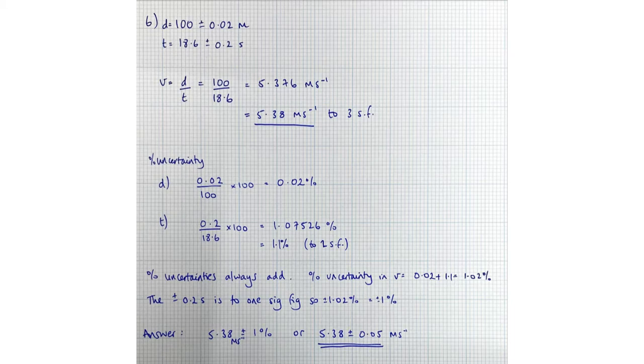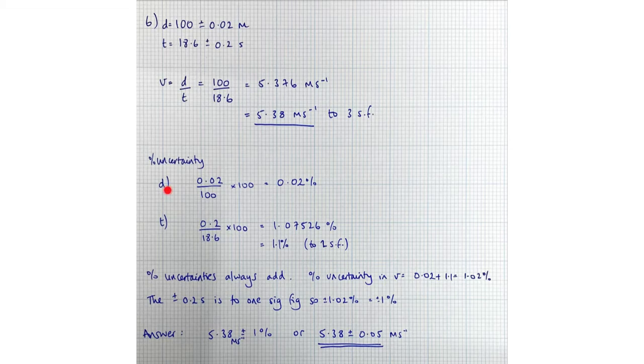So we know that the velocity is then 100 divided by 18.6, and that gives us 5.376 meters per second. So we can just round that to three significant figures for now at 5.38. We then need to find the percentage uncertainty. Well, to do that, we need to treat things separately.